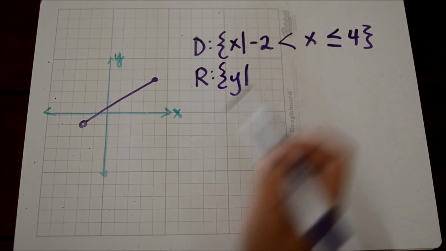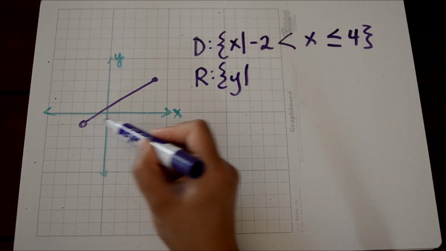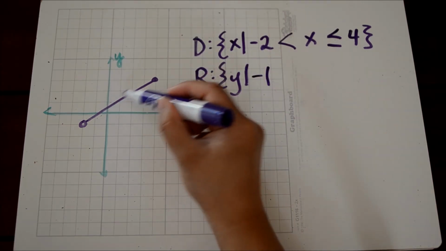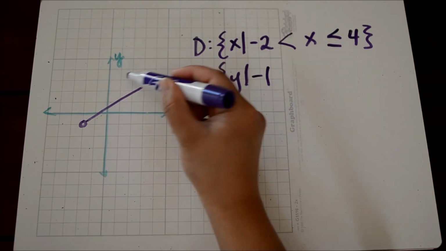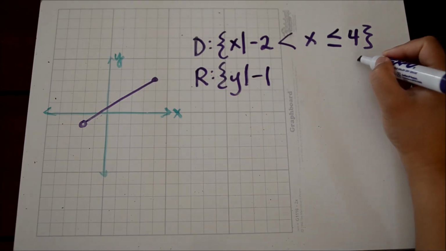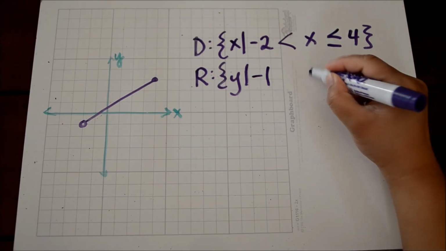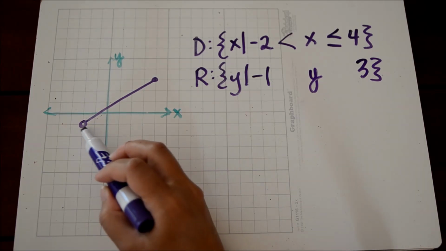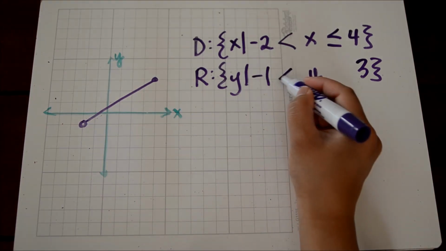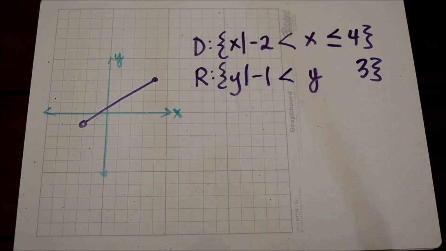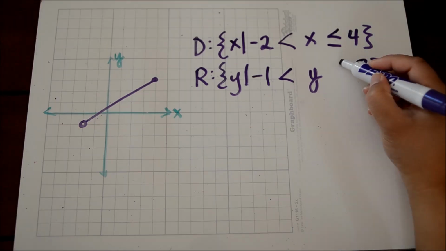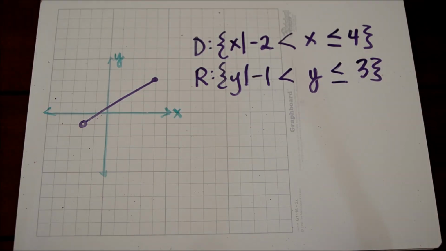Our range describes our y values. So our smallest y value looks like it's at -1, and the highest y value looks like it's here at +3. We're going to put a y in the middle because we're talking about our range values. At the -1, we have an open circle, which means it's not included. We're going to use the less than symbol. At the +3, we have a closed circle, which means it is included. We're going to use less than or equal to.